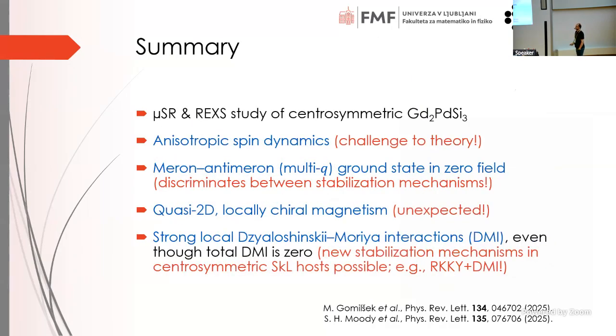And with that, that's the summary. So we found anisotropic spin dynamics with a Meron anti-Meron topological ground state. We saw quasi two-dimensional locally chiral magnetism due to local Dzyaloshinskii-Moriya interactions, even though this is a centrosymmetric material where we would expect that this wouldn't be an important effect if the layers were talking strongly one to the other.